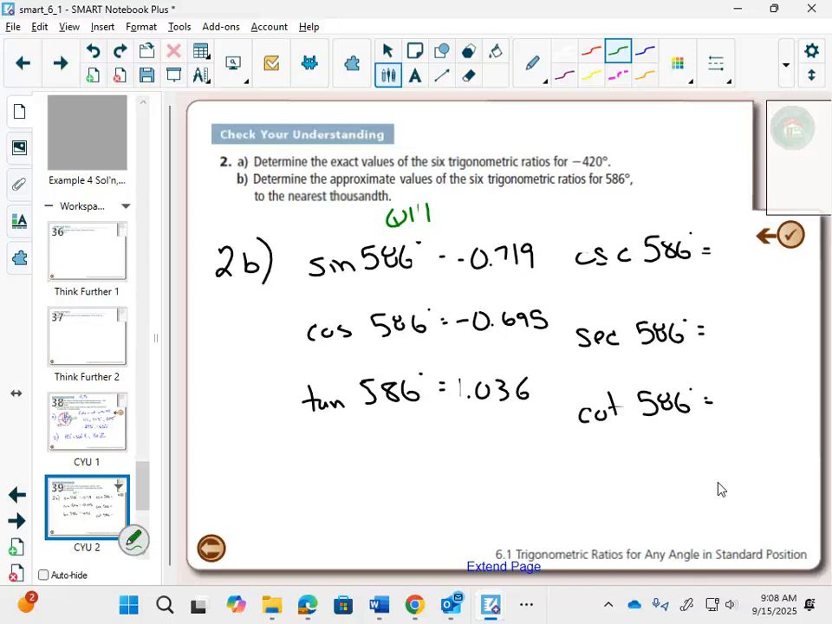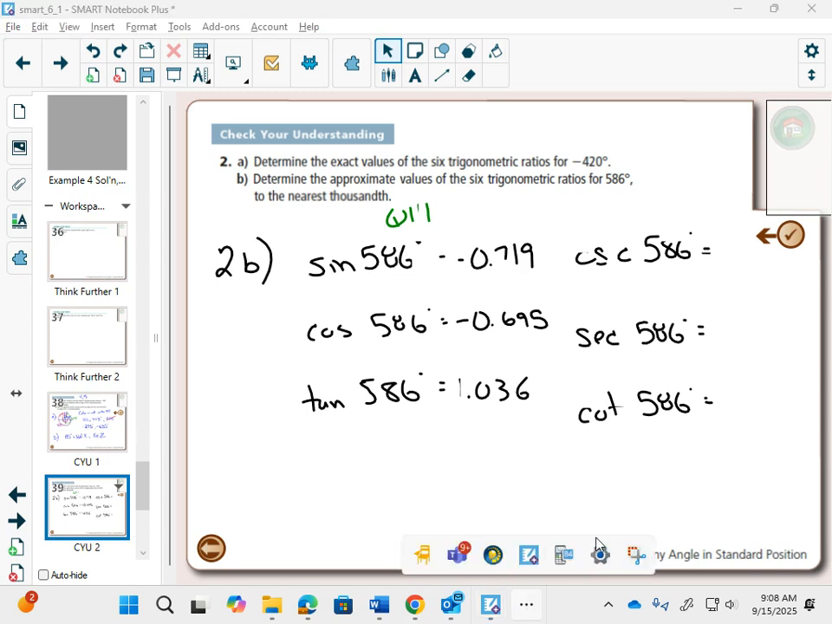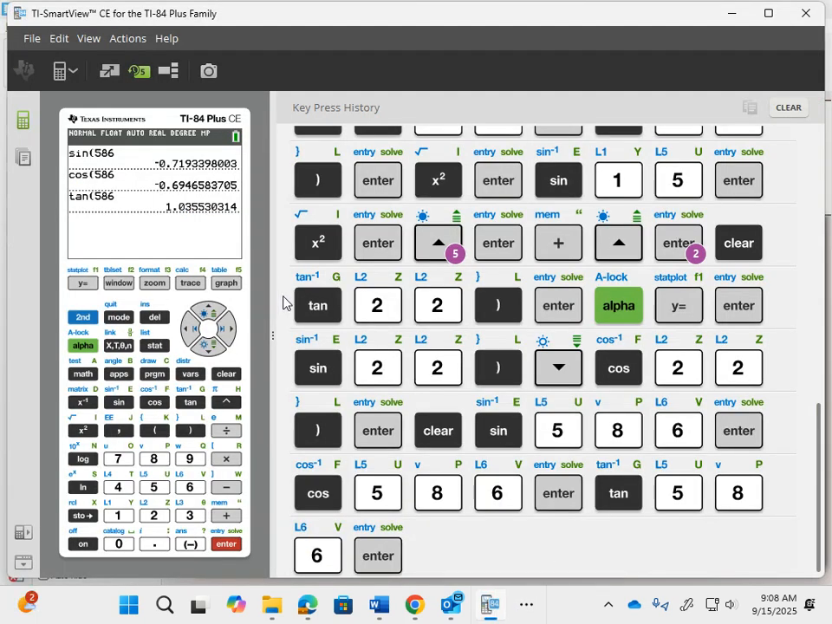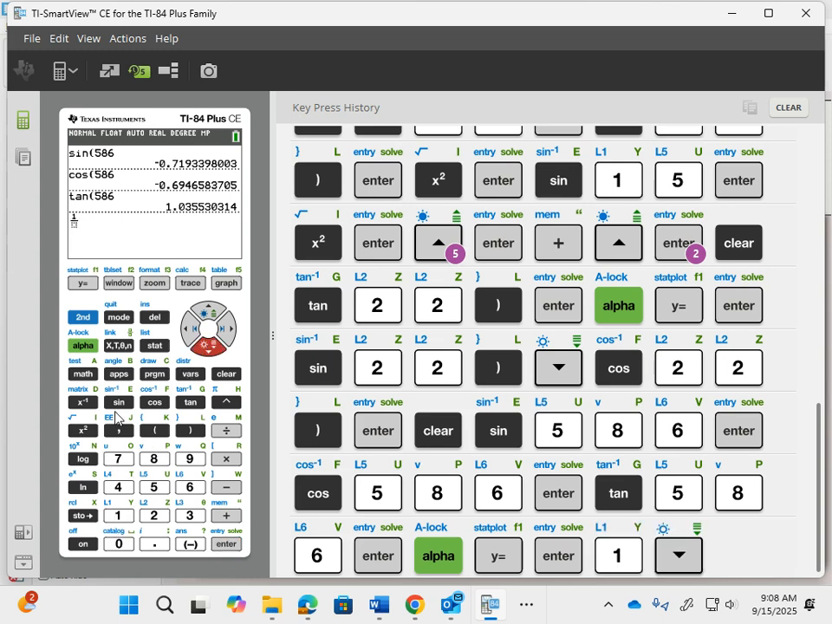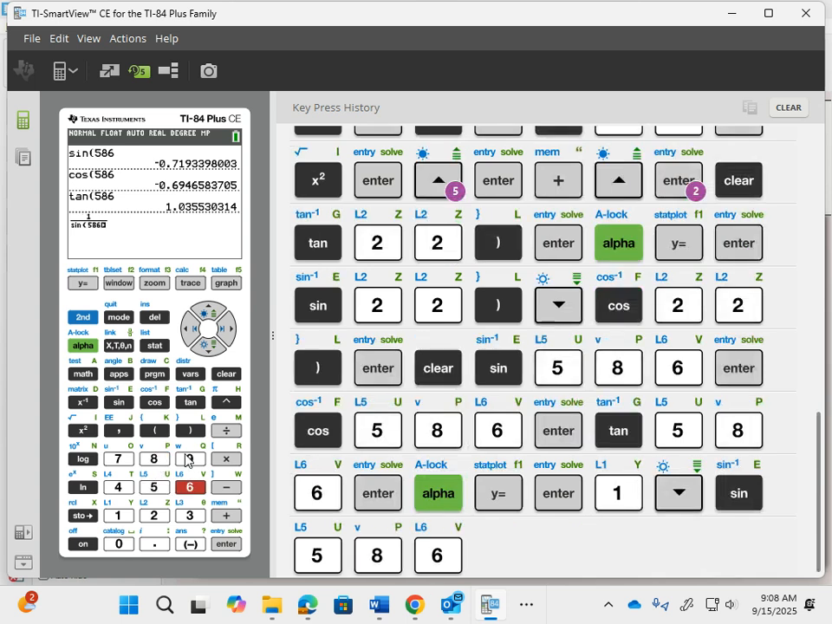Now we have to figure out cosecant, secant, and cotangent, but when we go to our calculator, those buttons aren't there. Two things you could do. One, if you have the newest calculator, I really like the fraction button. So if you hit alpha and then go to F1, y equals, you can go to the fraction button. And so you can always type in 1 over sine, and that will give us cosecant. So I get negative 1.390.